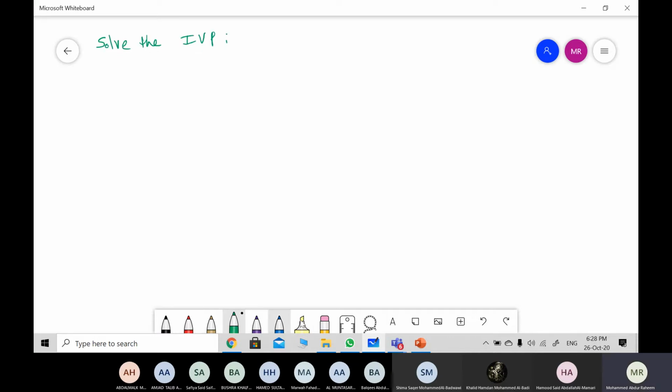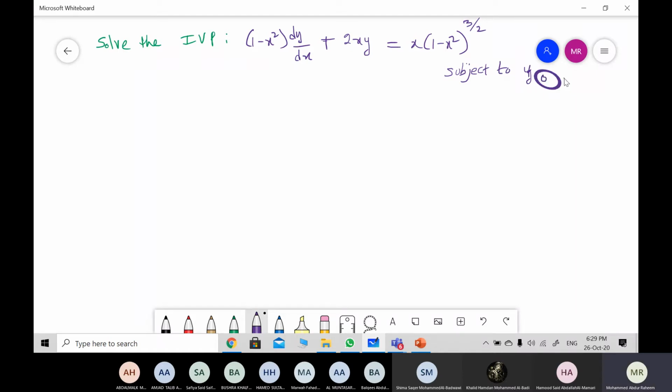The IVP. Which is the IVP here? It was like this: (1 minus x squared) dy over dx plus 2xy equals x (1 minus x squared) to the power 3 over 2, subject to y(0) equals 1. That means this is x inside, this is the value of y. Understand?